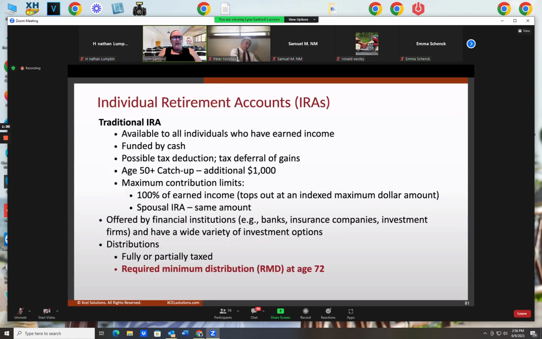Traditional IRAs. Traditional IRAs are available to all individuals who have earned income. You've got to be working and earning income to establish a traditional IRA account. It must be funded by cash or check. It cannot be funded by a stock certificate, because the value of that stock certificate varies when the stock market is open. So you cannot make a contribution with a stock certificate.